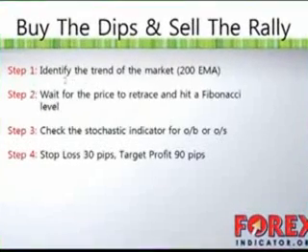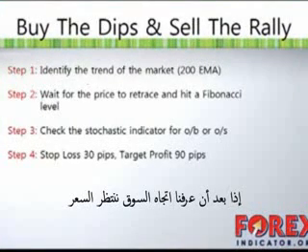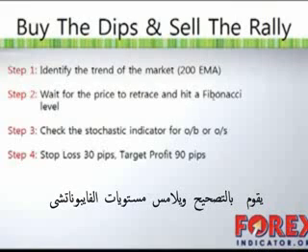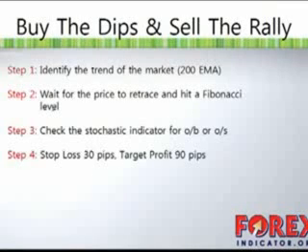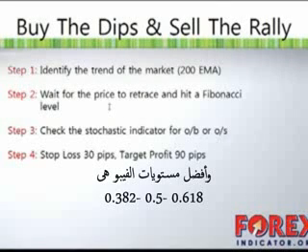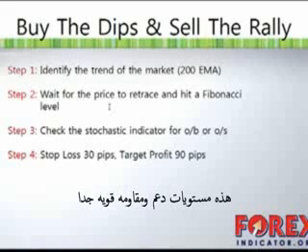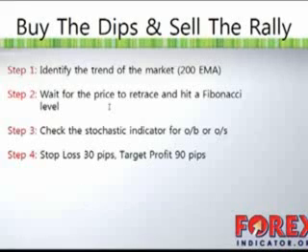Once we identify the trend of the market, we wait for the price to retrace and hit the Fibonacci level. The best levels will be the Fibonacci 0.382, 0.5, and 0.618. These are very strong support and resistance levels.